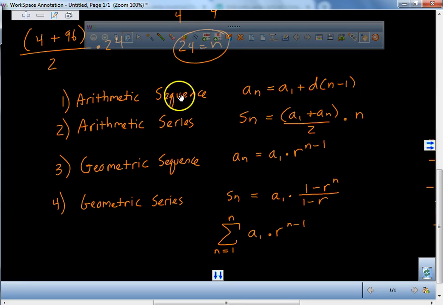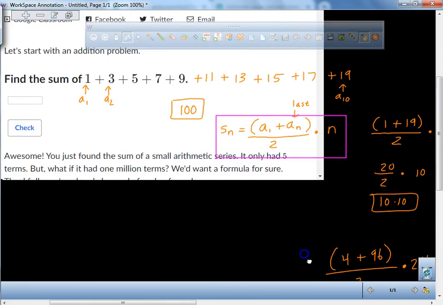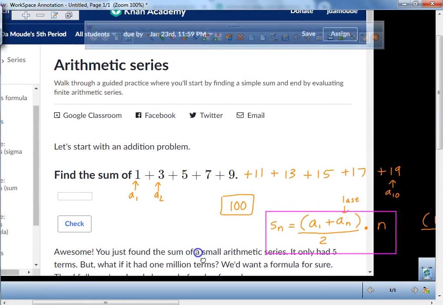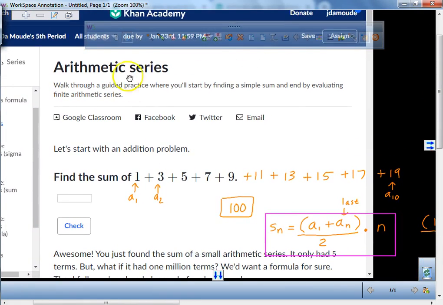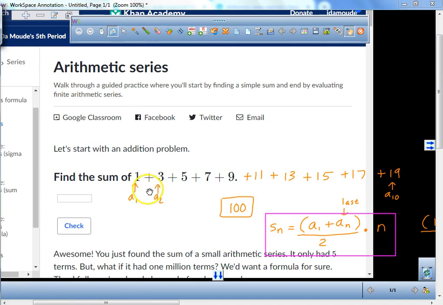Here's the arithmetic sequence formula. Here's the series formula, the geometric sequence, and the geometric series. You can pause that and write those down. But the very first problem that we did was right here. That was the very first problem, and I extended it all the way out to where there were 10 terms.